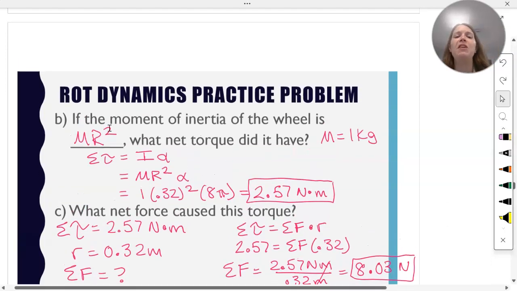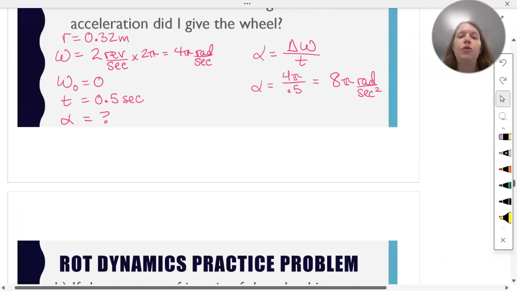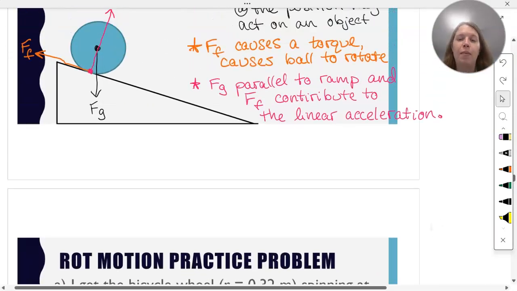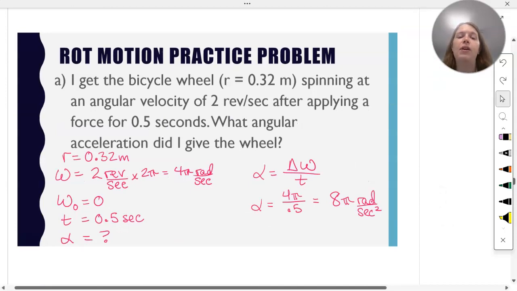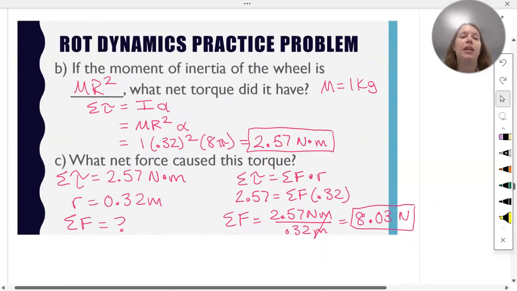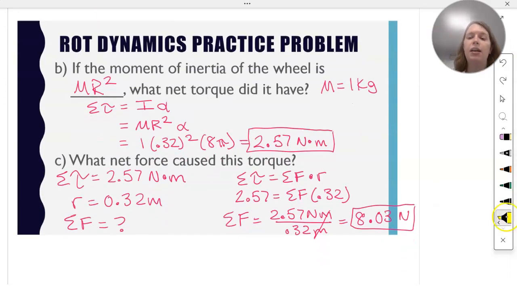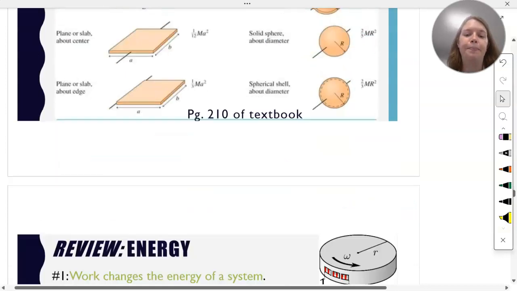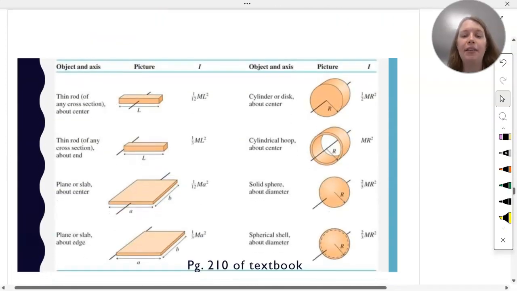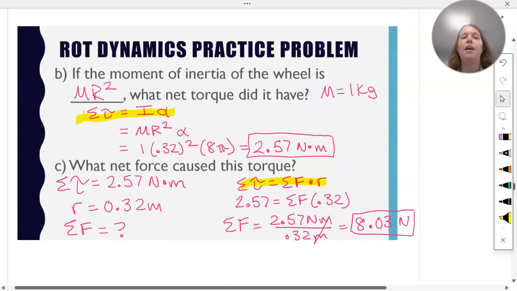So we need to be flexible in using rotational kinematics to think about the angular acceleration, and in using the idea that torque is I alpha, but also torque is Fr. And that's it for torque and angular acceleration.